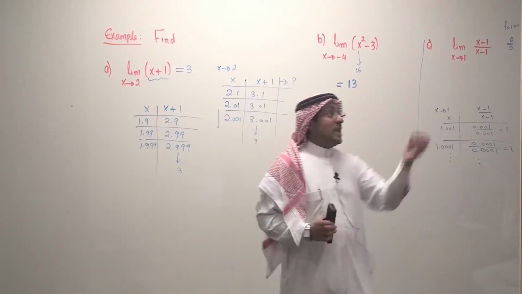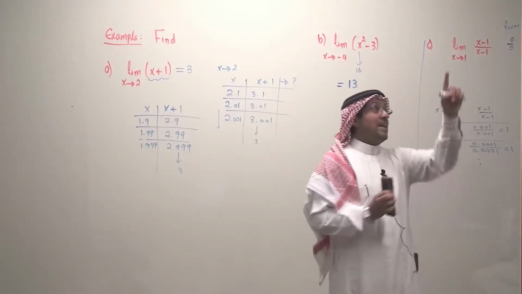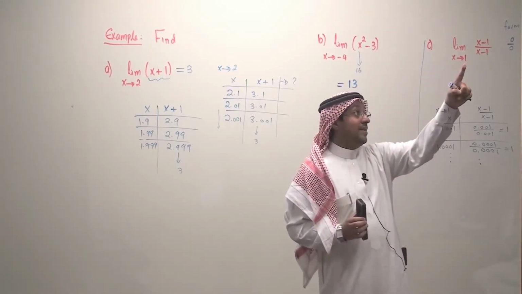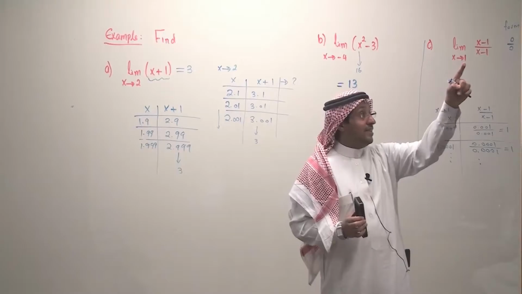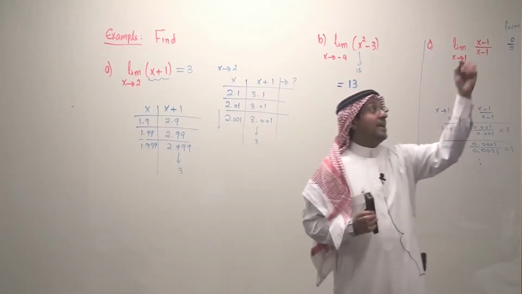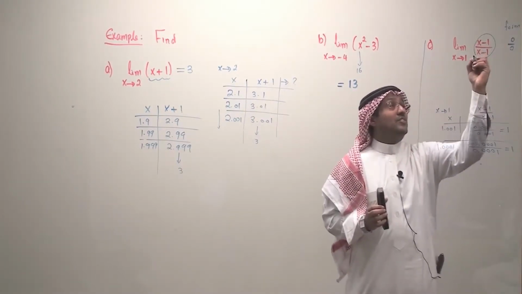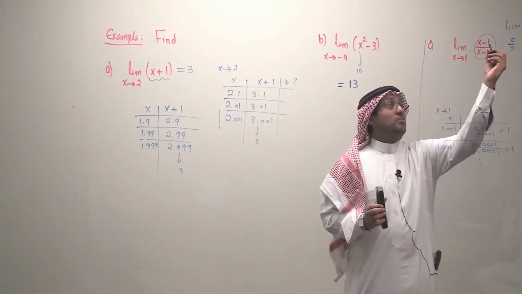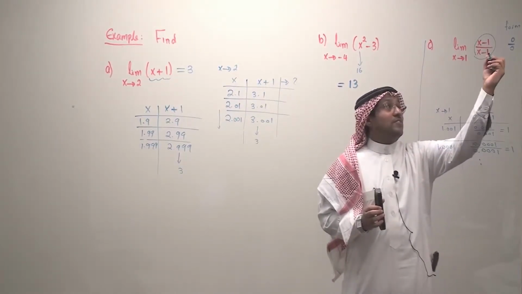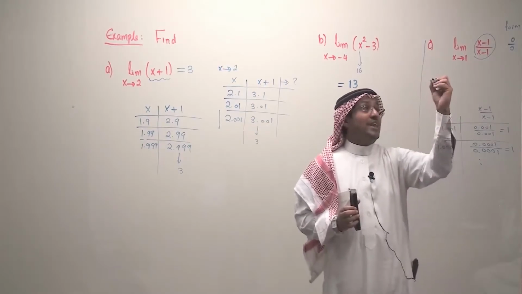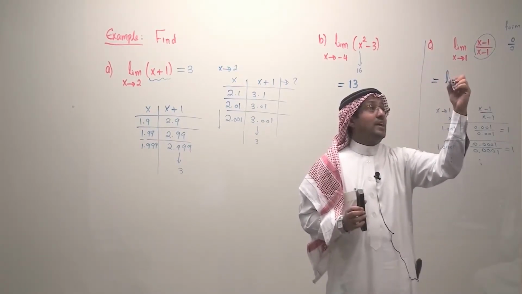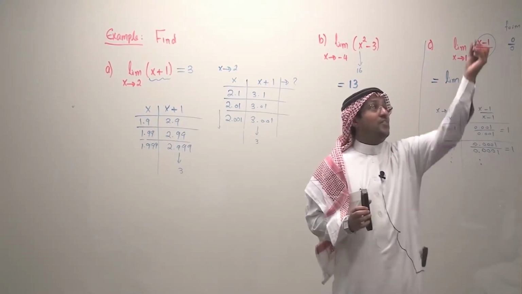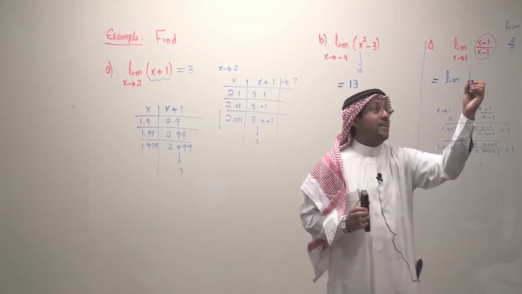Why is that? Because here, when we say x goes to 1, it does not mean that x is equal to 1, okay? Therefore, this is not 0 over 0. This could be a very small number divided by a very small number. So this limit, in fact, is what? The limit, this quantity, is 1.